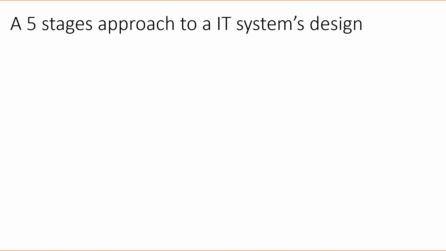In order to design a system, we have several approaches. I have come up with one approach, which we call a 5-stage approach to an IT systems design. The first stage is to define the problem the system will help to solve. What does that mean? You need to decide which problem you can solve, or help to solve, with the system.